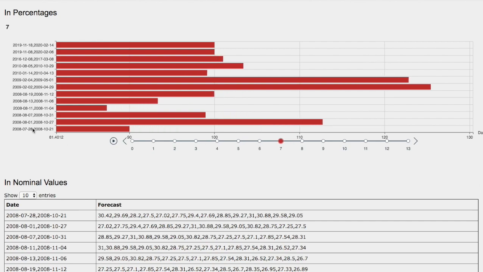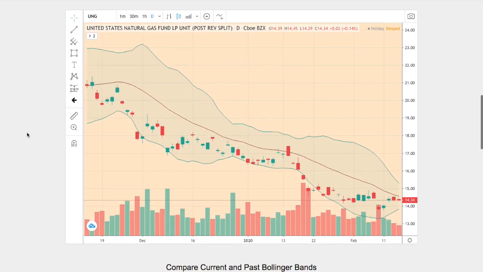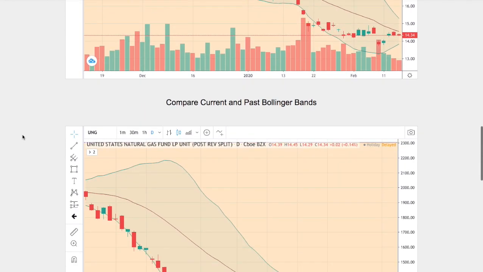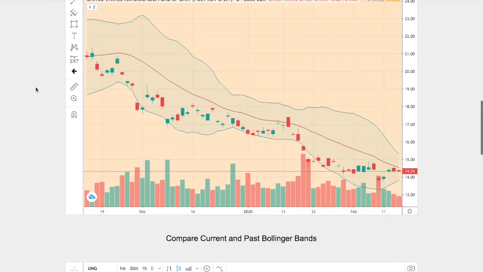So which one of these models should we focus on? Ideally, the model that is the best match to the current trend. Right here we have the current trend, and below is a trend that I believe is the best match. This trend dates back to July 28th to October 21st, 2008. So let me point out why these two charts are similar.